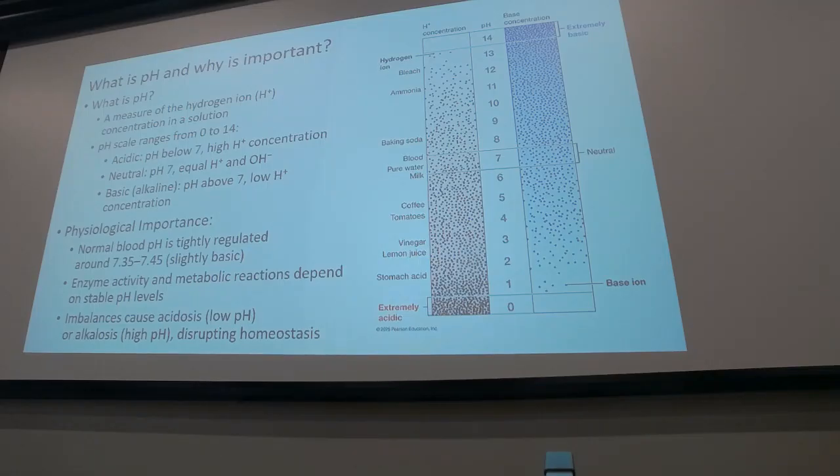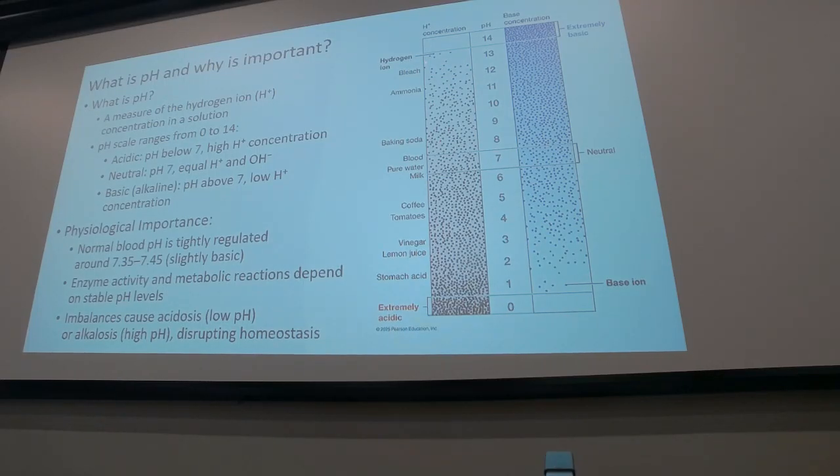So now let's look at what pH is. pH is basically the concentration of hydrogen ions. It's a measure of that concentration. And this pH is measured on a scale that ranges from 0 to 14. 0 is extremely acidic, 14 is extremely basic. On the left side of this column, you have how many hydrogen ions you have. On the right side, you have the column with the number of bases.